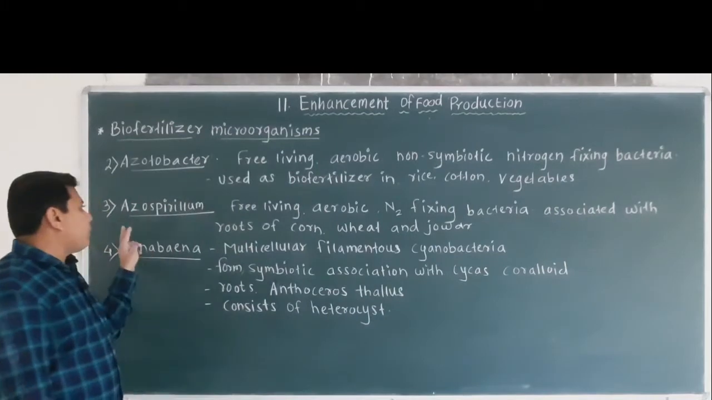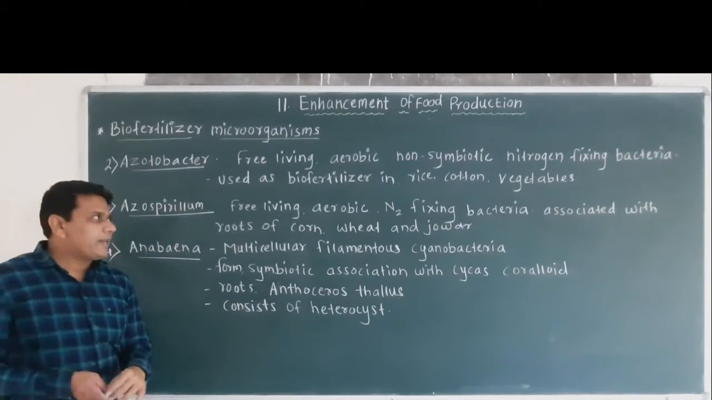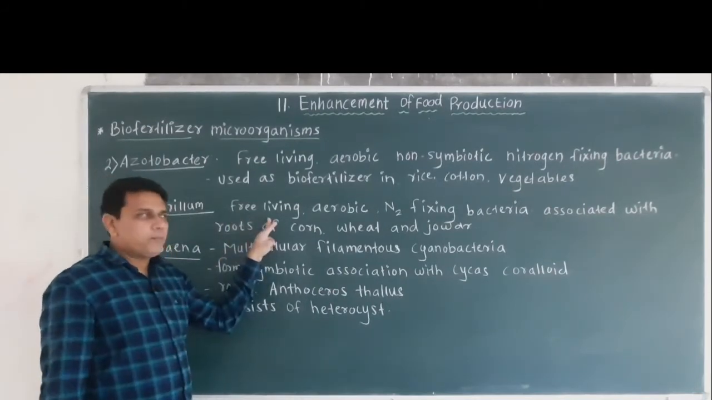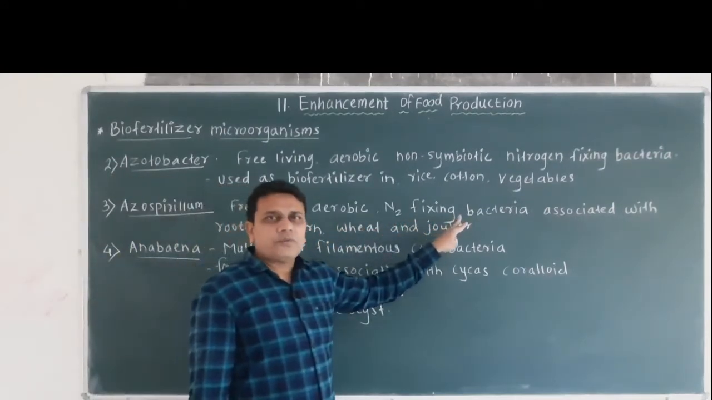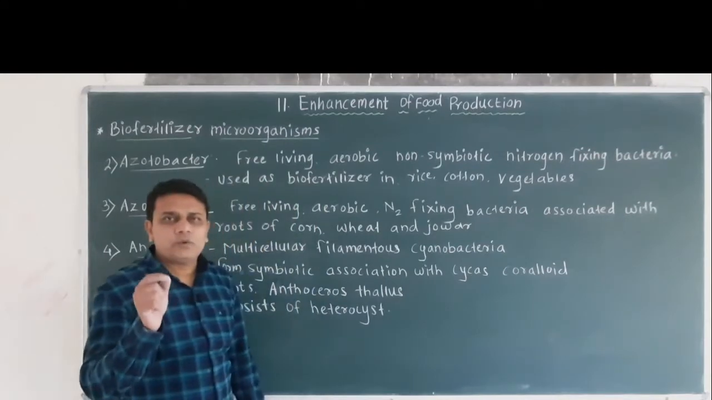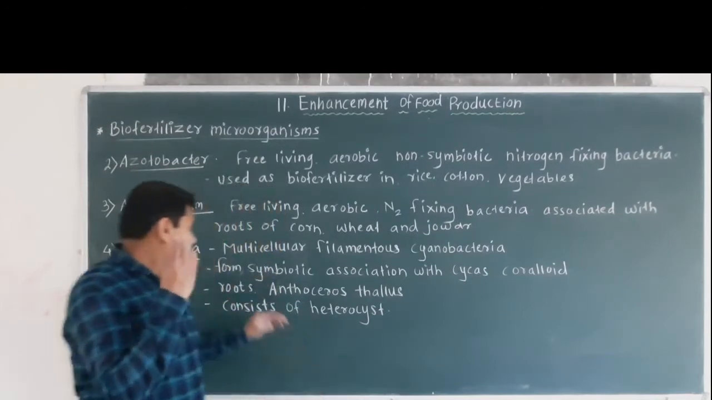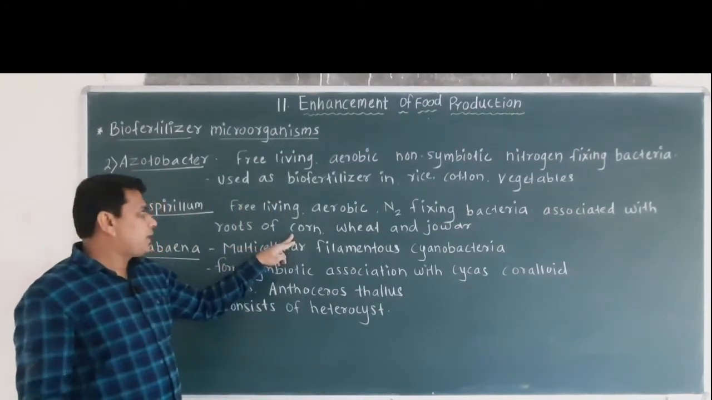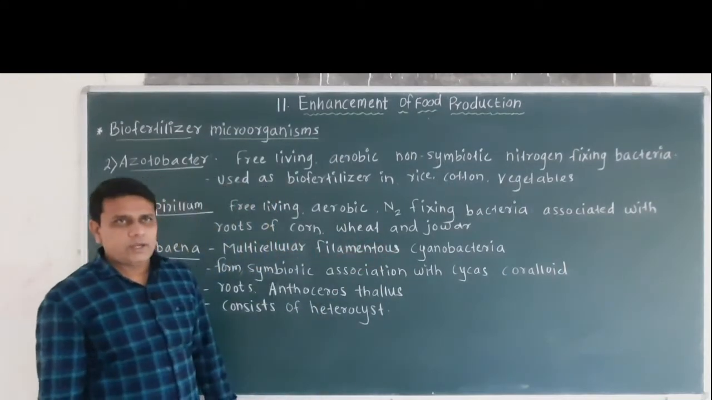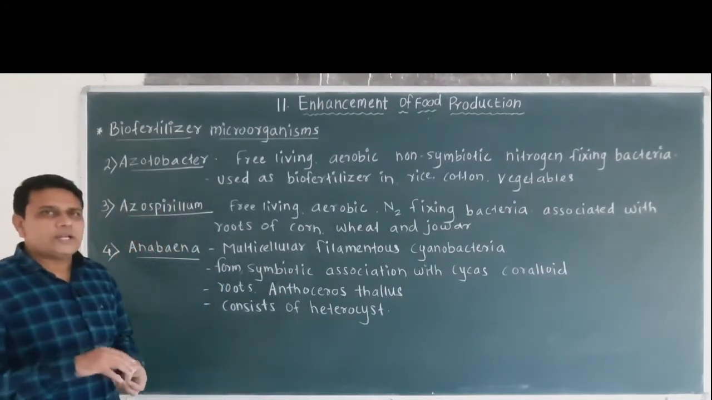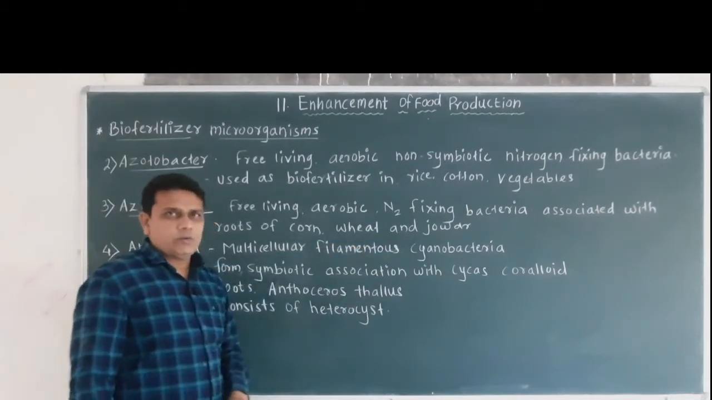Then the third type of microorganisms are azospirillum. Now azospirillum is a free living bacteria, it is aerobic and it is nitrogen fixing, that is, it carries out the process of nitrogen fixation, and it is associated with the roots of corn, wheat and jowar. So it can be used as a biofertilizer in crops like corn, wheat and jowar.